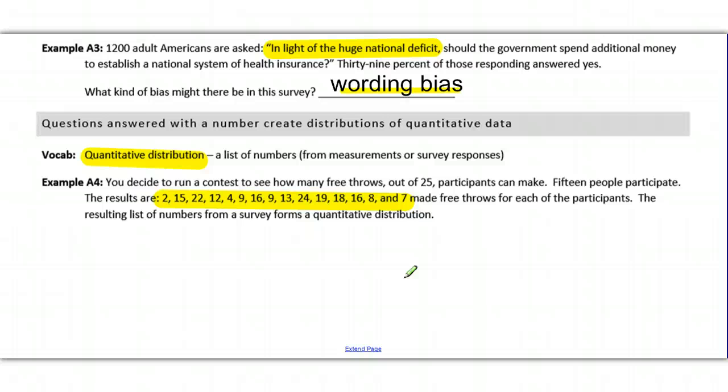Or if you give a survey and you say, how much do you enjoy playing basketball from 1 to 5? And you take all the numbers and you put it in a big list, that would be a quantitative distribution. So usually they are the result of a question or a survey.